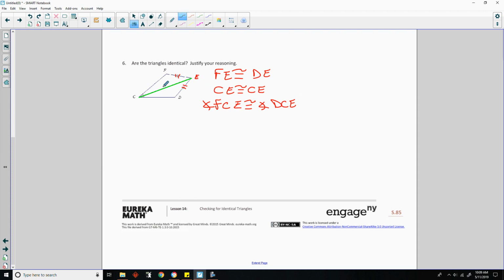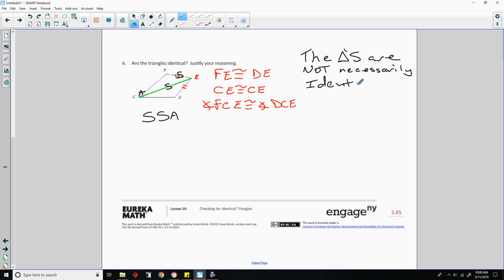So if I label all of those, this is a side, this is a side, and this is an angle. Okay, so it's side, side, angle. But that angle is acute. So the triangles are not necessarily identical, because angle FCE is acute.